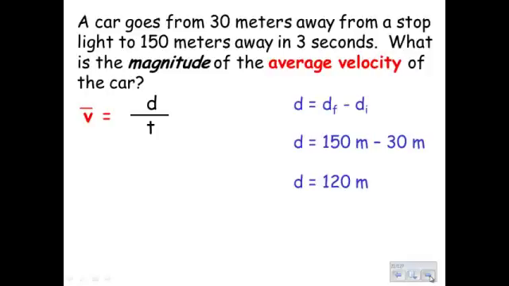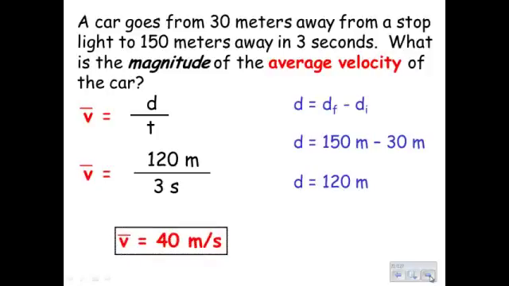Now that we know our displacement, we can plug it into our average velocity formula. Average velocity is equal to 120 meters divided by 3 seconds. So our average velocity here is 40 meters per second. Notice how the question asked for the magnitude of the average velocity, which means we only have to put the size, the 40 meters per second. No direction necessary.